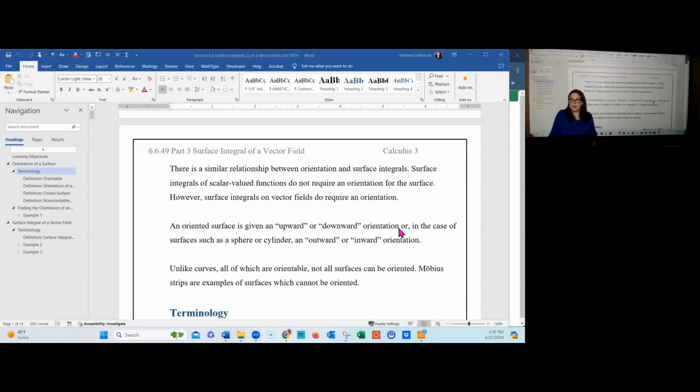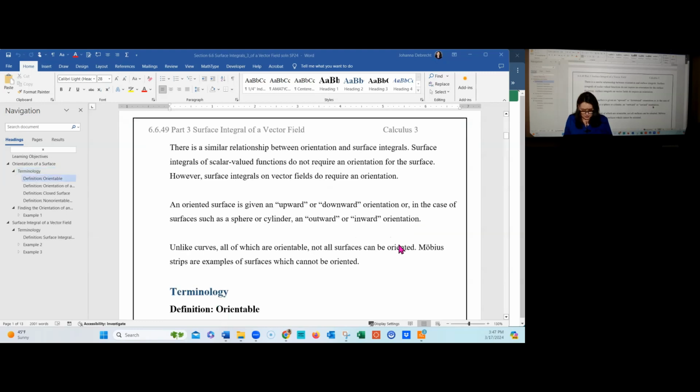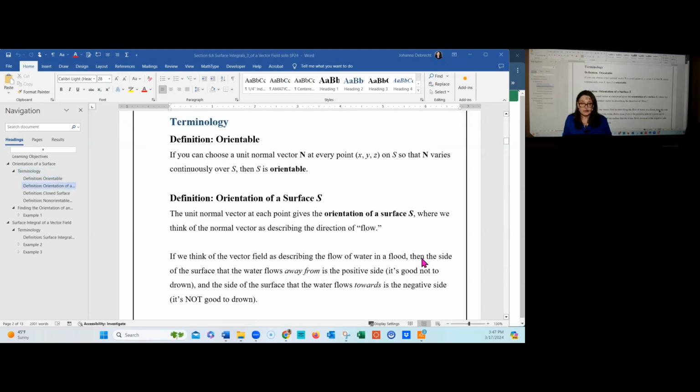Now, we're going to have to come up with an acceptable orientation for the positive direction of a surface. Just as we arbitrarily chose counterclockwise to be the positive orientation of a curve, we're going to choose upward or outward to be the positive orientation of a surface. When we say upward, we generally mean pointing above the XY plane, and downward would be pointing below the XY plane, though not necessarily directly above or directly below.